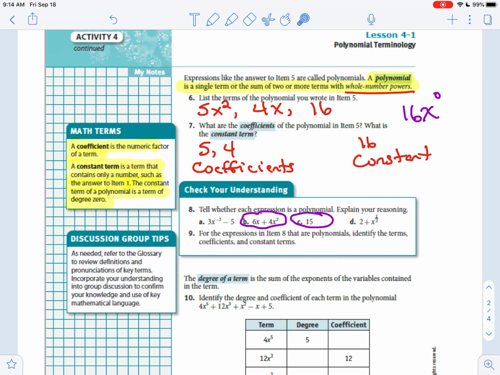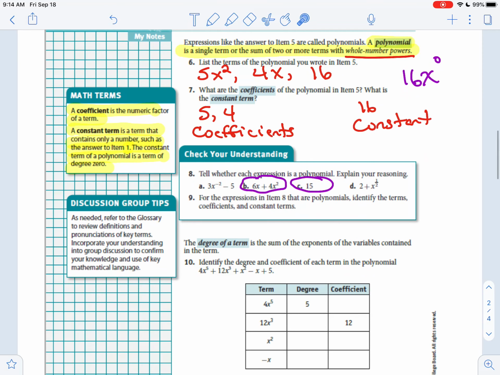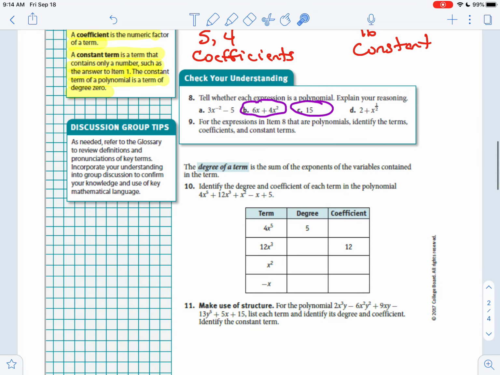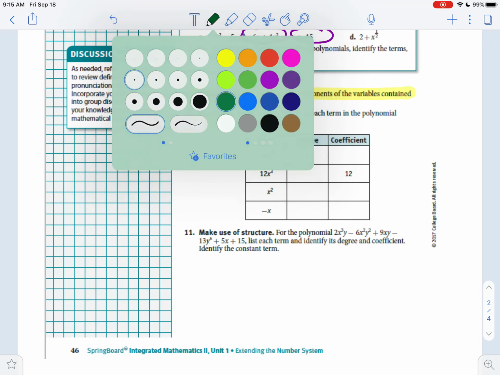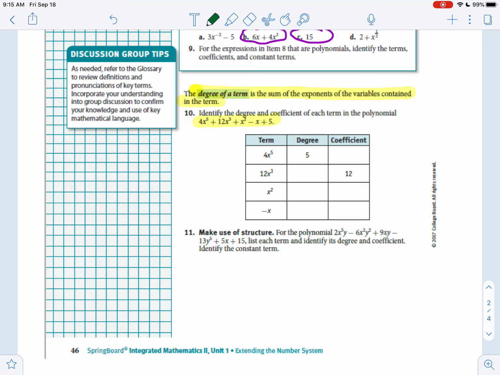Okay, in the next part of our lesson, we're going to start talking about the degree of a polynomial. Okay, so we'll start with the degree of a term. And the degree of the term is the sum of the exponents of the variable contained in the term. So in our first polynomial, all of the terms have just one variable, so it's pretty easy to pick out the exponent. Okay, so like in the first expression, 4x to the 5th, the degree is 5, and the coefficient is 4.